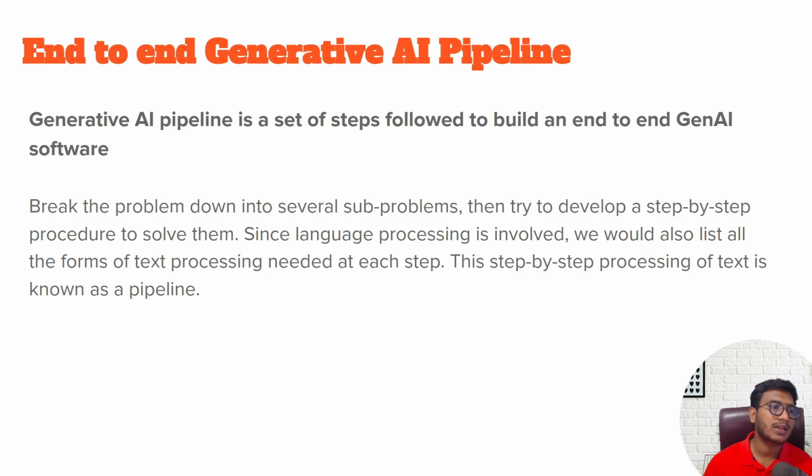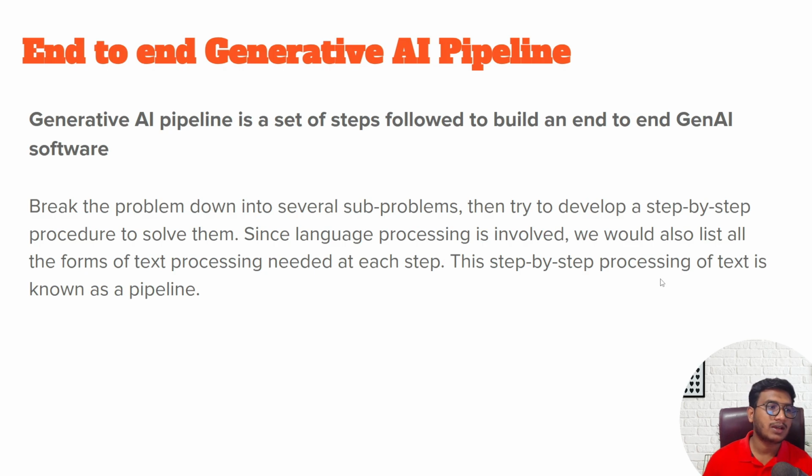okay? That means here you will be breaking the problem statement into several sub-problems. Then you will try to develop a step-by-step procedure to solve them. And since language processing is involved inside generative AI, we would also list all the forms of text processing needed at each step. This step-by-step processing of the text is known as a pipeline.